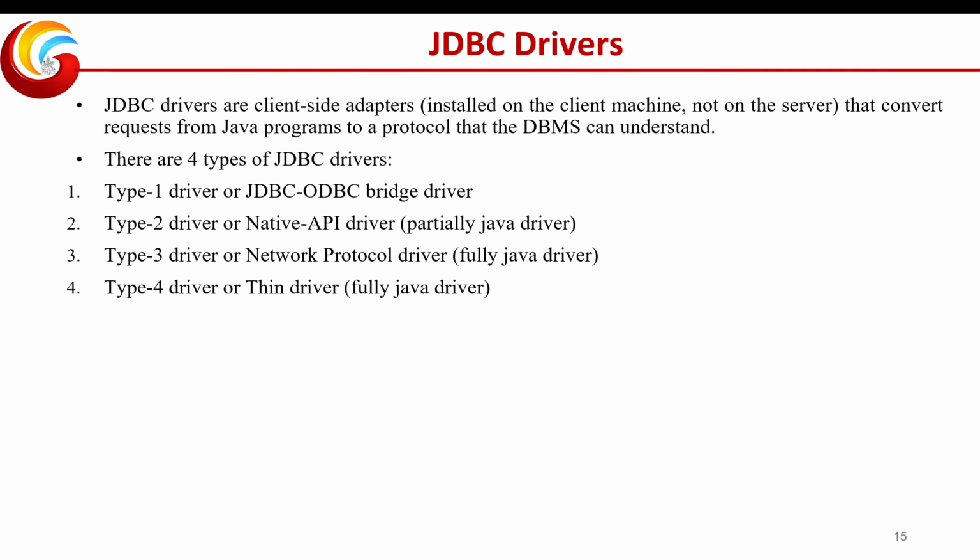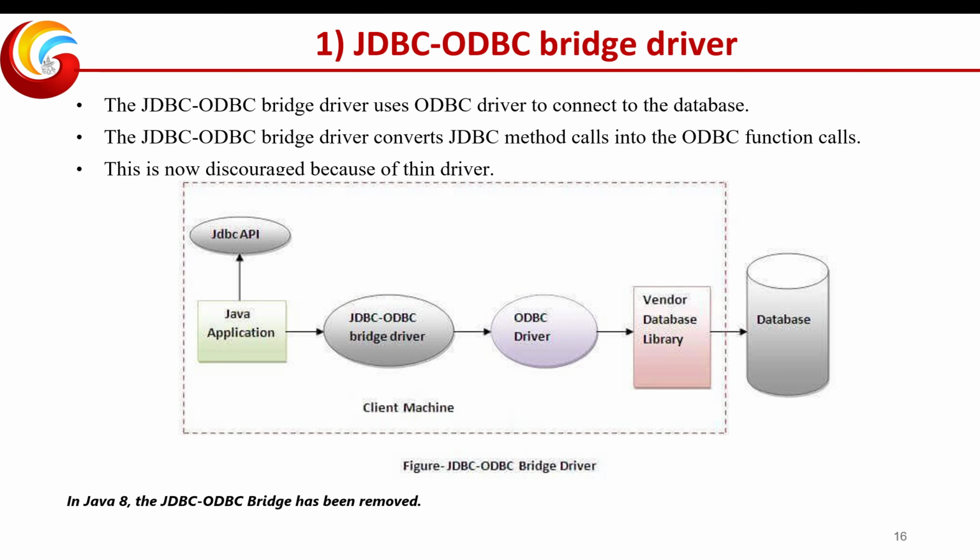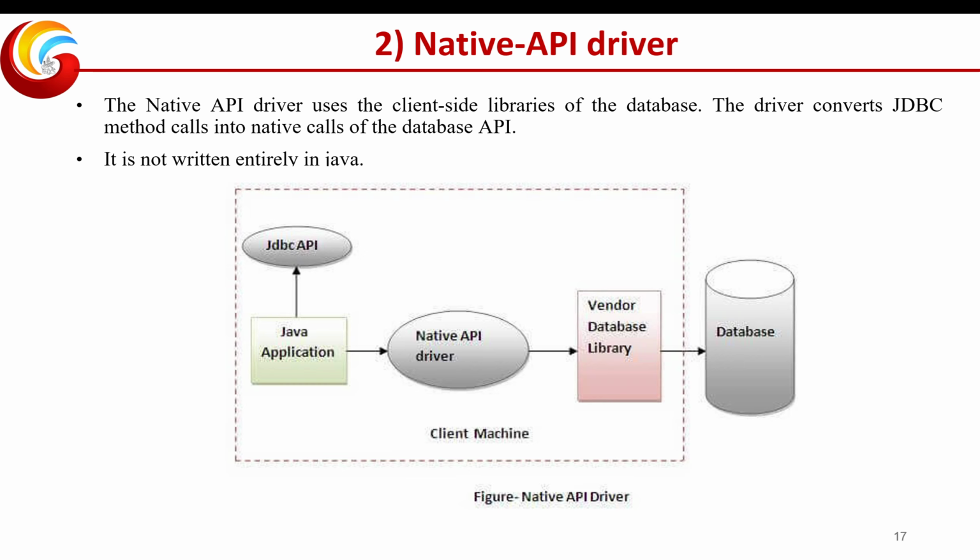There are four types of JDBC drivers: Type 1, Type 2, Type 3, and Type 4. The Type 1 driver uses ODBC to communicate with the database. It is platform-dependent, slow, and has been removed from Java 8. The Type 2 driver uses native database client libraries. It is faster than Type 1 but is not platform independent.